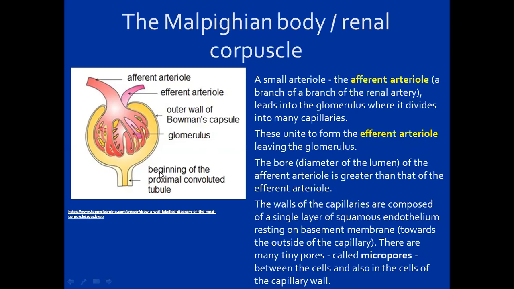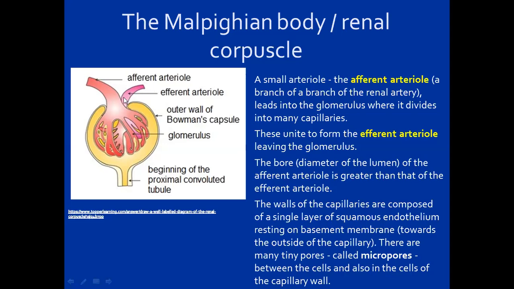Okay. A small arteriole, in other words, a branch of a branch of a branch of the renal artery. So it's an arteriole. It's called the afferent arteriole because it's bringing blood into, and that's what afferent means, going in towards something. It brings blood into the glomerulus, and it divides into many little capillaries, and that capillary network is the glomerulus. The capillaries of the glomerulus join and form the efferent arteriole leading out of the glomerulus. Efferent means leaving, going away.